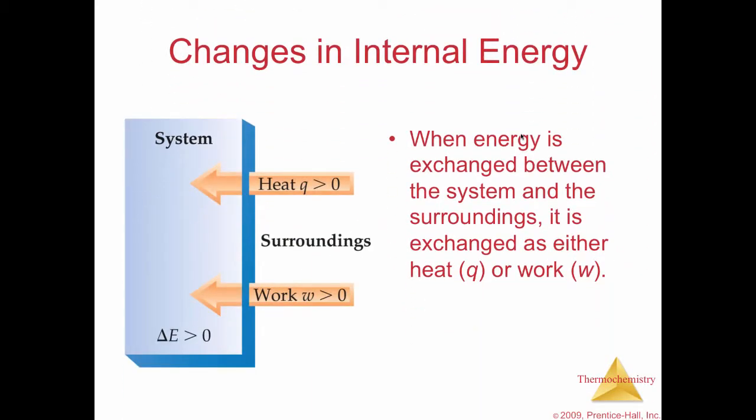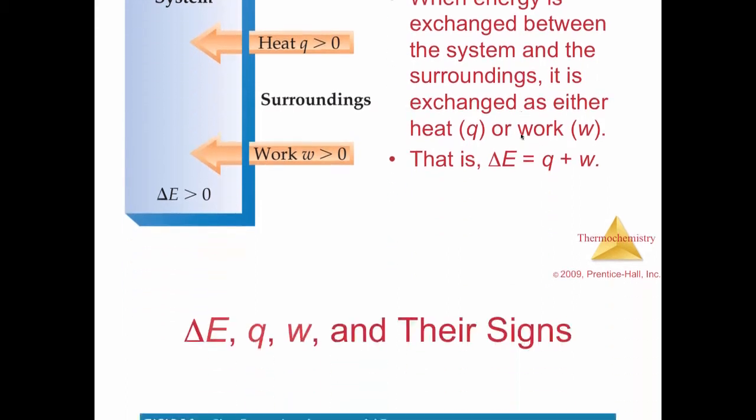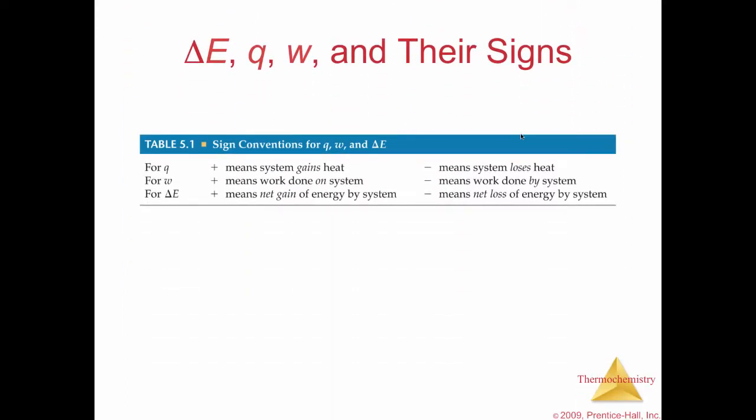Changes in internal energy. When energy is exchanged between the system and the surroundings, it is exchanged as either heat, represented with a Q, or work, represented with a W. That is, the change in energy is equal to heat plus work. This table is very important. We need to know the sign conventions for heat, work, and the change in energy.